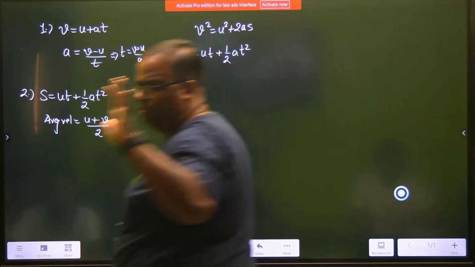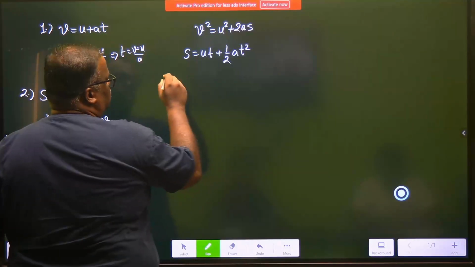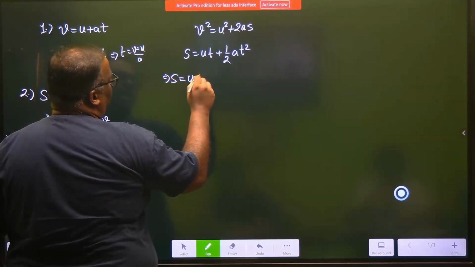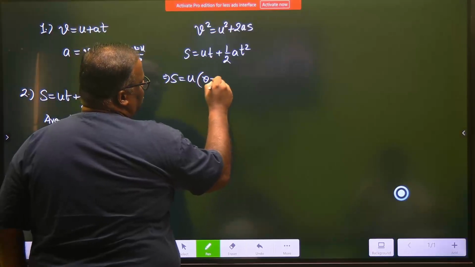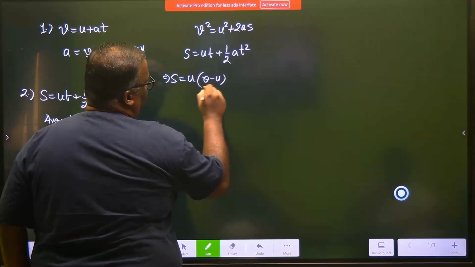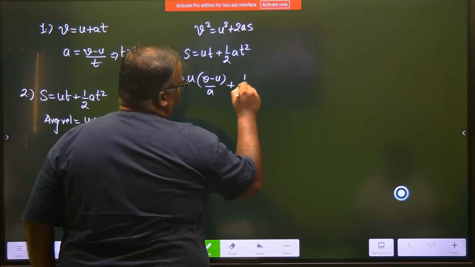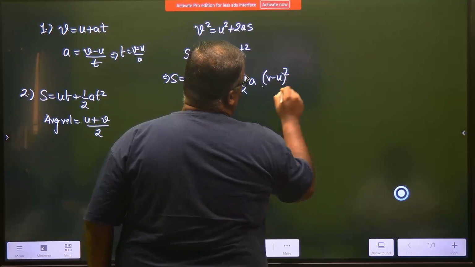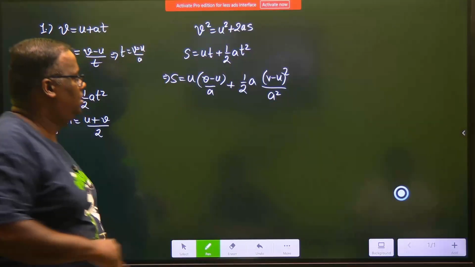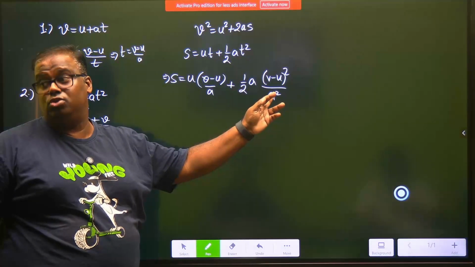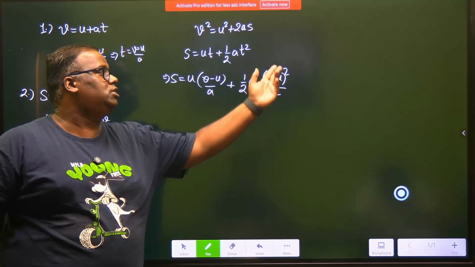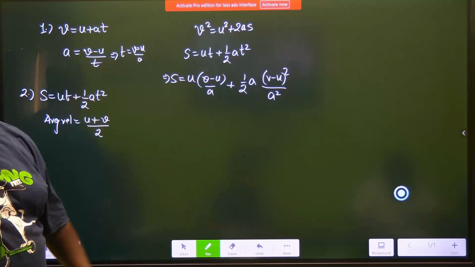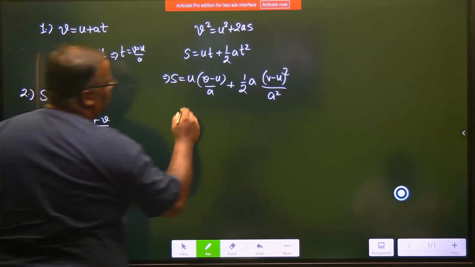It's all about simplification. Keep your head cool and let's do it. S equals to, in the place of T, I write V minus U divided by A. And then it becomes half A V minus U whole square divided by A square, right? V minus U by A is T, but I should have T square, so it becomes V minus U square. Did you understand this step, right? We have replaced all the T's. Now it's again algebra. Let's do our algebra.